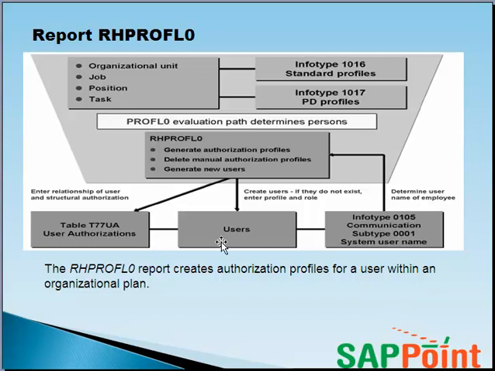The program RHPROFL0, this report creates authorization profiles for a user within an organizational plan. The report differentiates between the standard authorization profiles and authorization profiles for structural PD authorizations, that is for structural authorizations. So when authorization profiles are generated using the profile generator, that is using PFCG, the user is also assigned user roles that are linked to that profile.